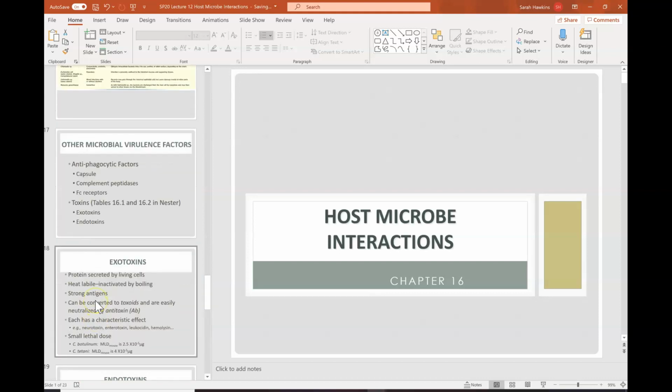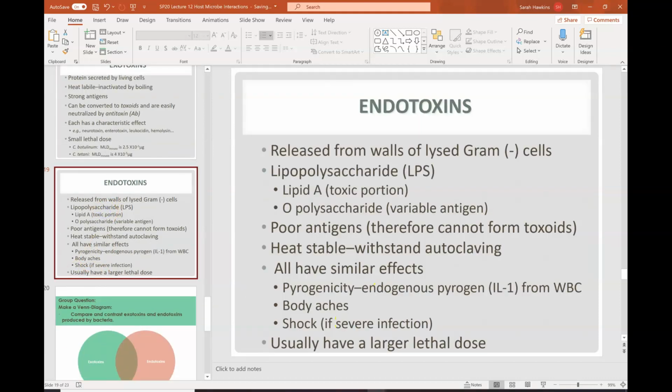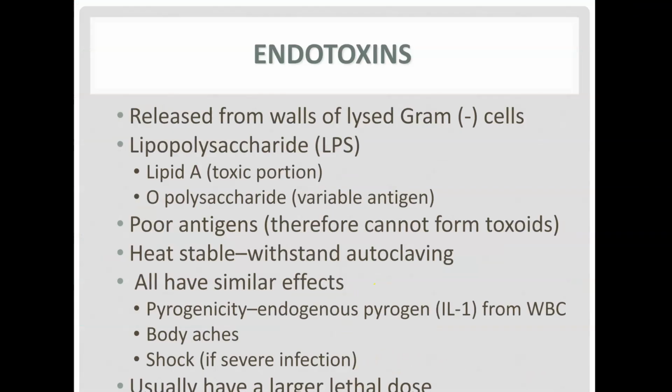Okay, let's talk about endotoxins. Endotoxins are also a toxin, but very different from exotoxins. I'll describe what endotoxins are first, and then we'll talk about all the ways that they're different. Endo means inside, and it's unfortunately a misnomer, because it's really on the outside, specifically of gram-negative cells, and it's actually LPS.